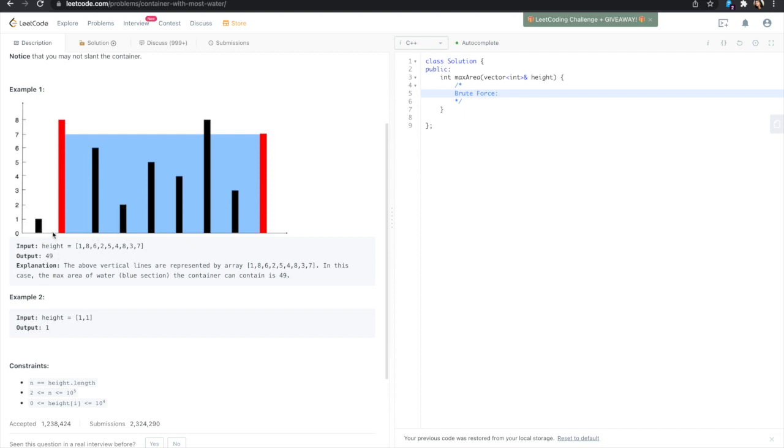Then we look at this. This will be 3 as the amount of water, and we store that because that's our maximum value. And we do the same for this one, that one, that one, and that one. So all the containers starting at this point.